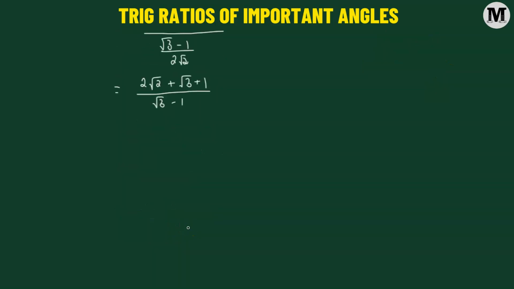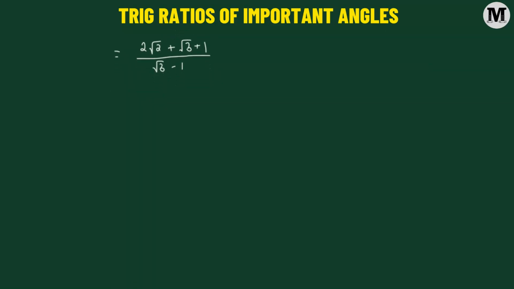Now in the next step, we'll try to rationalize the denominator. All we have to do is multiply both numerator and denominator by the conjugate of the denominator, which is square root of 3 added to 1. So we'll do that to the numerator as well. We have square root of 3 added to 1. So let's further simplify this.